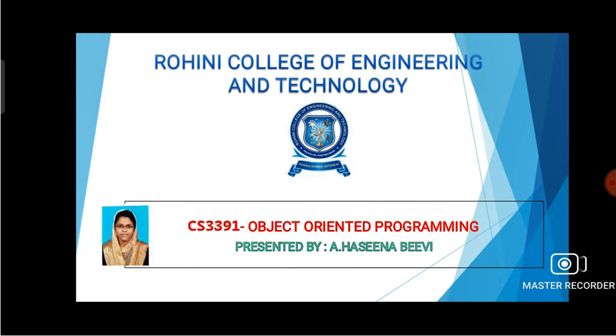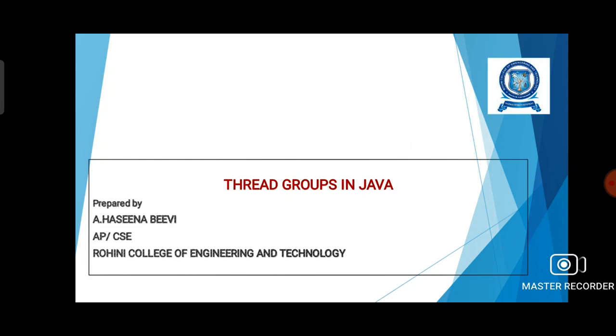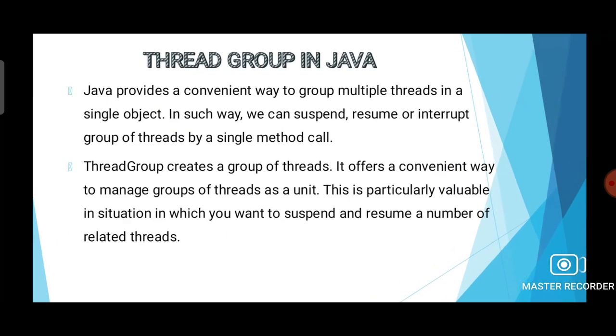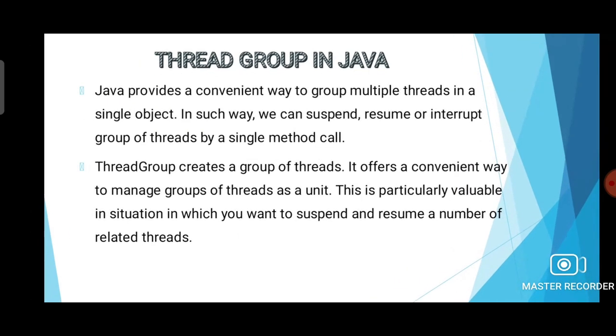Hello viewers, we are going to see one topic for the subject object oriented programming, and the topic is thread groups in Java from Unit 3. The objectives are to describe thread groups in Java and to apply thread groups in Java programming. Let us see what is meant by thread group.